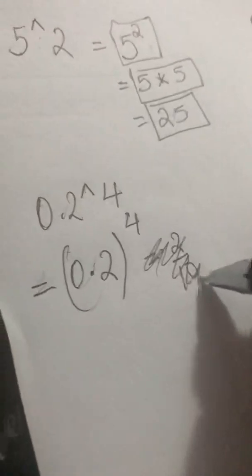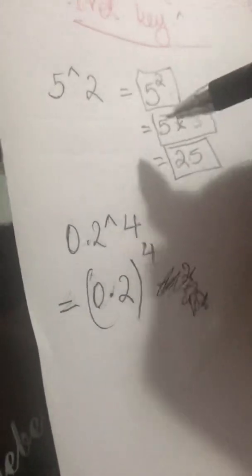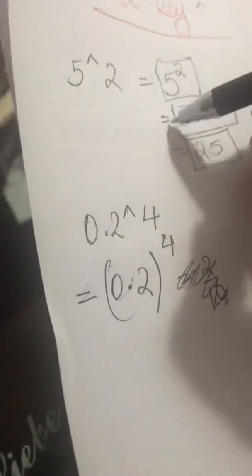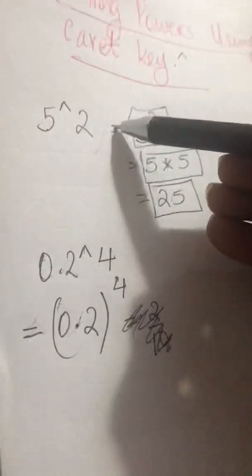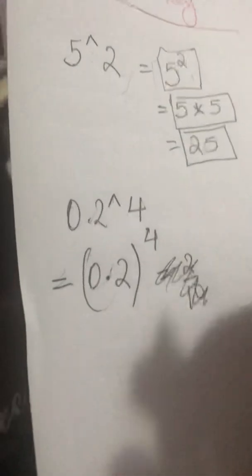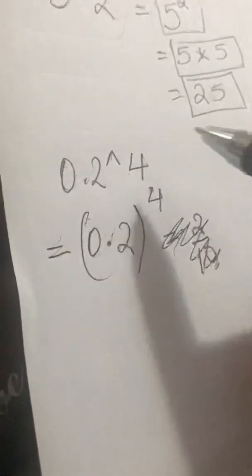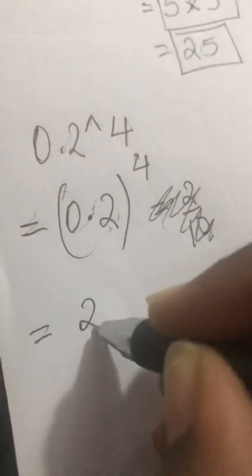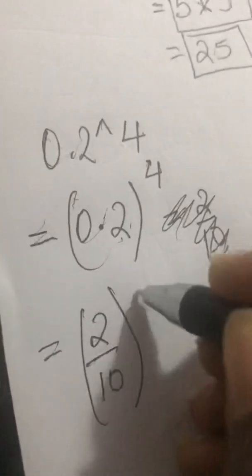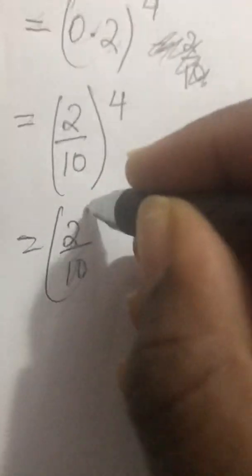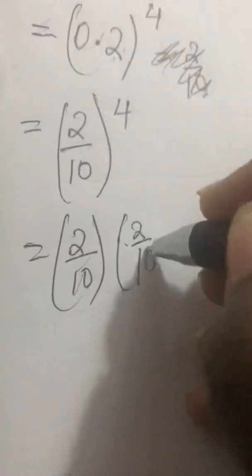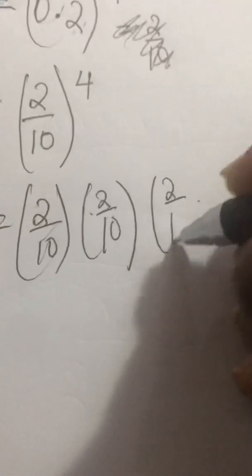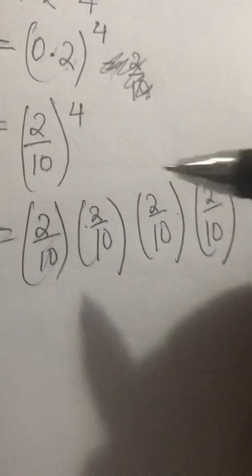So don't write this here because I told you all equal signs must be in one line. You see, all equal signs must be in one line, one after the other. I don't want them dancing everywhere. No. From here, we came here. Now we are going here. Change my decimal to a fraction, 2/10 to the 4th power. What does that mean? 2 out of 10, 2 out of 10, 2 out of 10, 2 out of 10. So, okay.